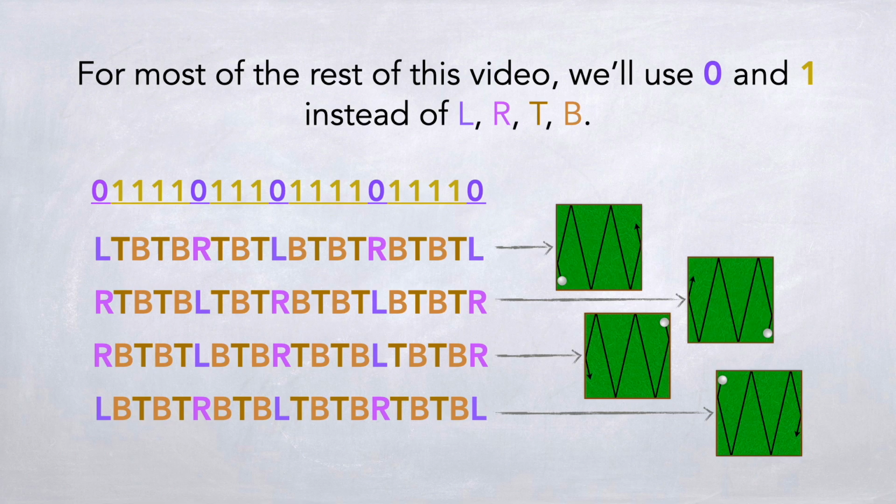If any one alternating translation of a 0-1 string back into L's, R's, T's, and B's corresponds to a valid billiard, then all of the alternating translations do. That's why it's okay to just deal with strings of zeros and ones now.